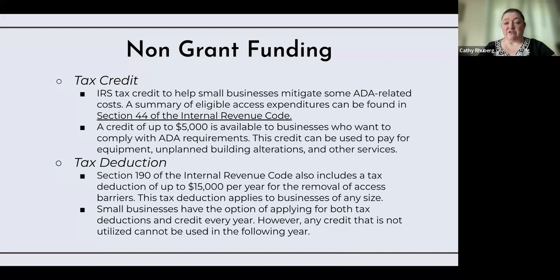So you might need to get equipment, you might need to make ramps, update your bathrooms, and that sort of thing. You may be able to get a credit, which comes right off your tax burden, of up to $5,000. So that's basically a grant from the government.